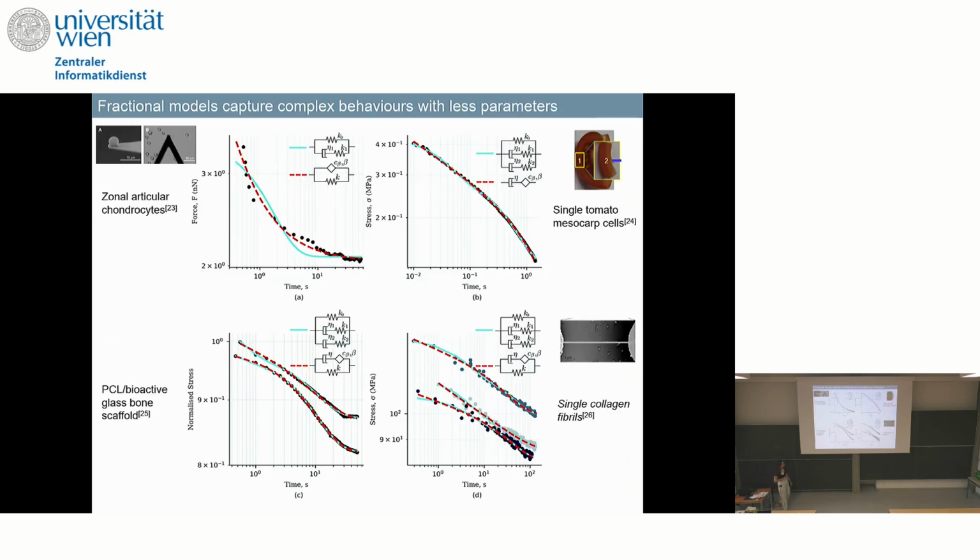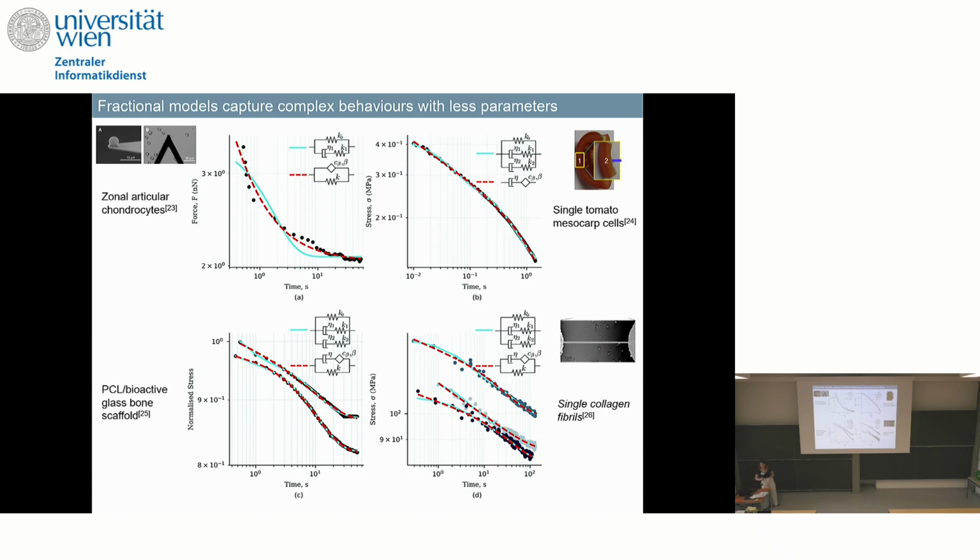So the other benefit I was mentioning was that of fitting data with fewer parameters. So we did get some data from the literature, for example, articular chondrocytes that were fitted with 3 parameters. Here we do have, again, 3 parameters, but if we compare the quality of the fit, the fractional one is much better. The same for the tomato mesocarp. This was an AFM study. And sorry, because I'm a bit short of time, I want to go to the next benefit, which I think is a bit better.